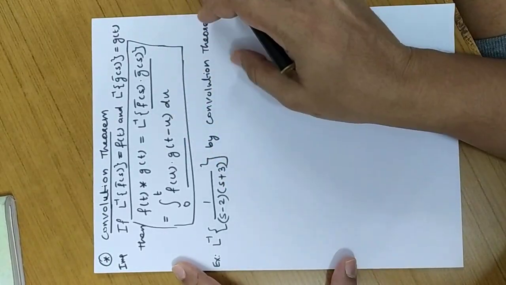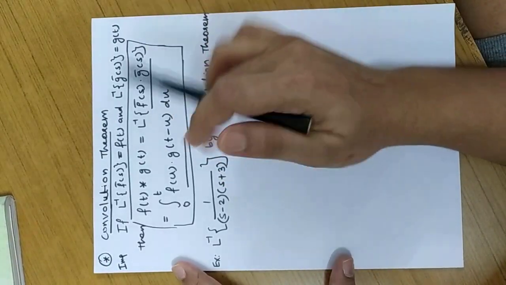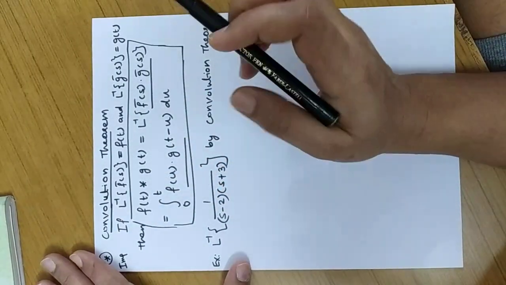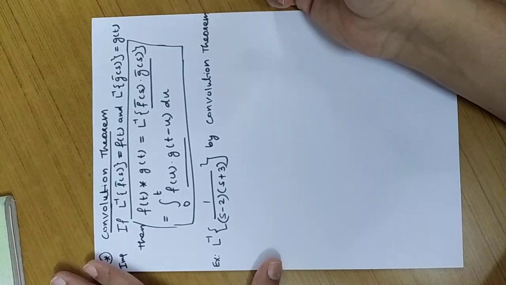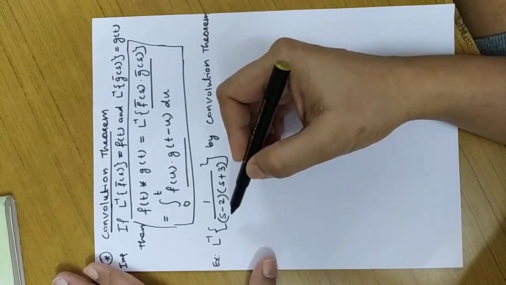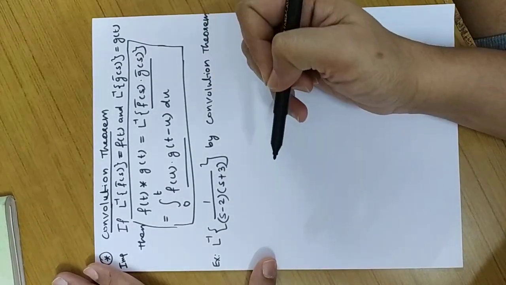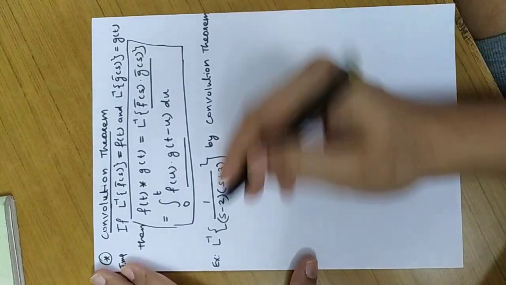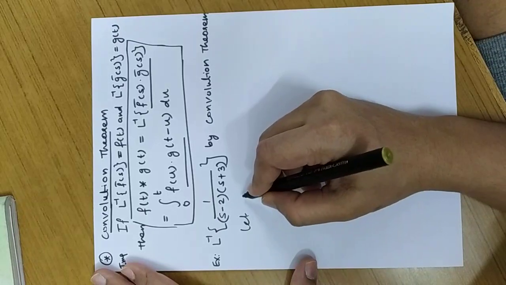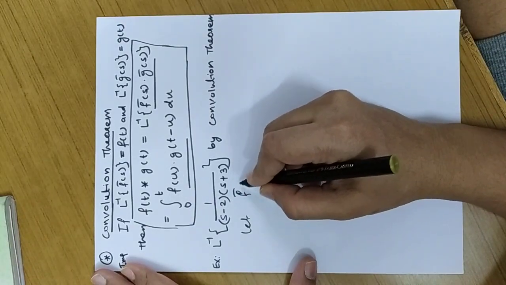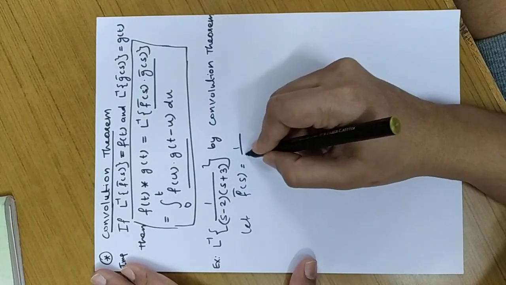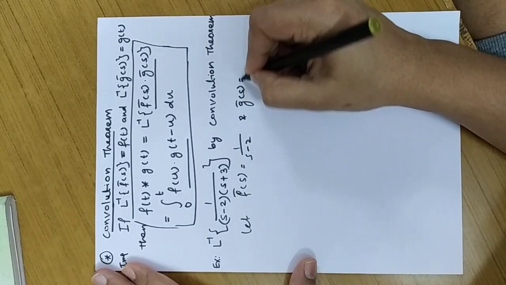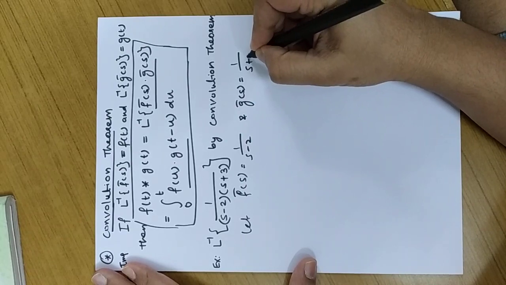Okay. So for the moment, put this result aside. Now we have a product of two functions of s, f bar s and g bar s. So let's consider f bar s is equal to 1 upon s minus 2 and g bar s is equal to 1 upon s plus 3.